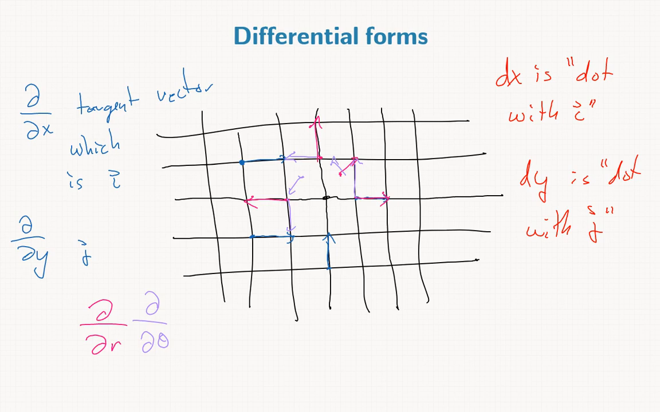So to some degree, del by del x and dx both sort of correspond to just the unit vector i. The reason for distinguishing them is that they play different roles. So remember what we did with gradient vectors. If we had a tangent vector u, and we had the gradient of f.